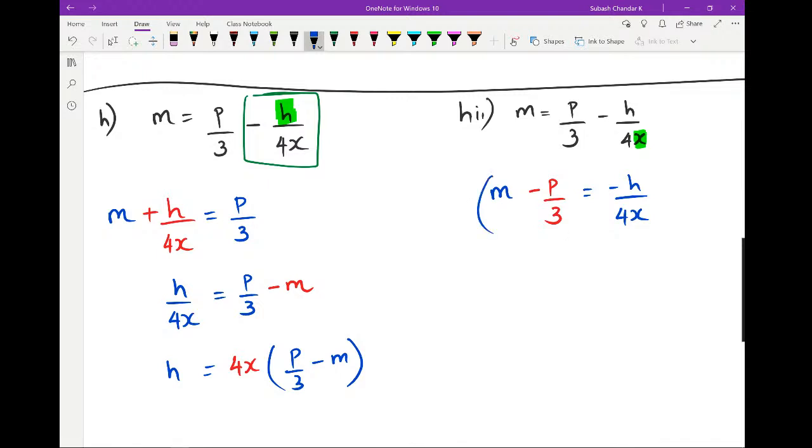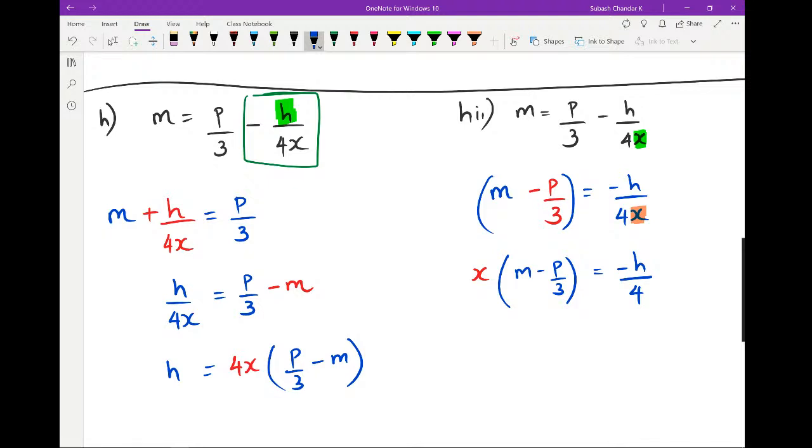Because m minus p over 3, we just put a little bracket around it. We can actually cross multiply, which means we can take the x and multiply it on the other side, which means we're going to get x multiplied by m minus p over 3 equals negative h over 4.